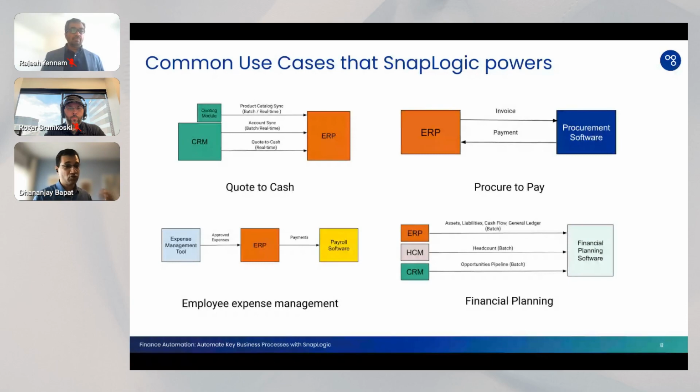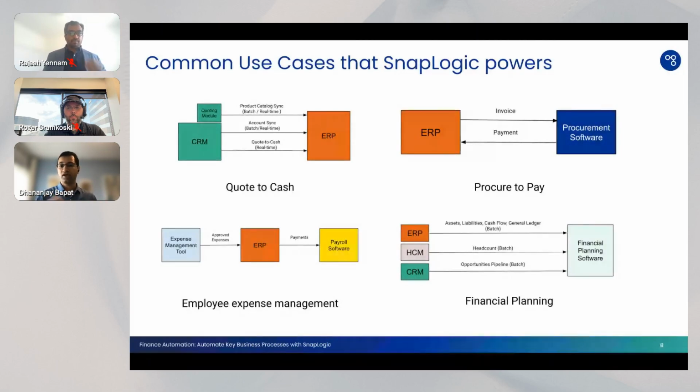So the first one is quote to cash. That's your integration between the CRM system and the ERP system. That involves syncing your product catalog. Then once your prospect turns into a customer, you want to sync that account information with the ERP system. And then finally, when you want to issue the quote or turn the quote into an invoice, you start the quote to cash process. So the quote is turned into an invoice, sent out to the customer, and then you get paid in cash.